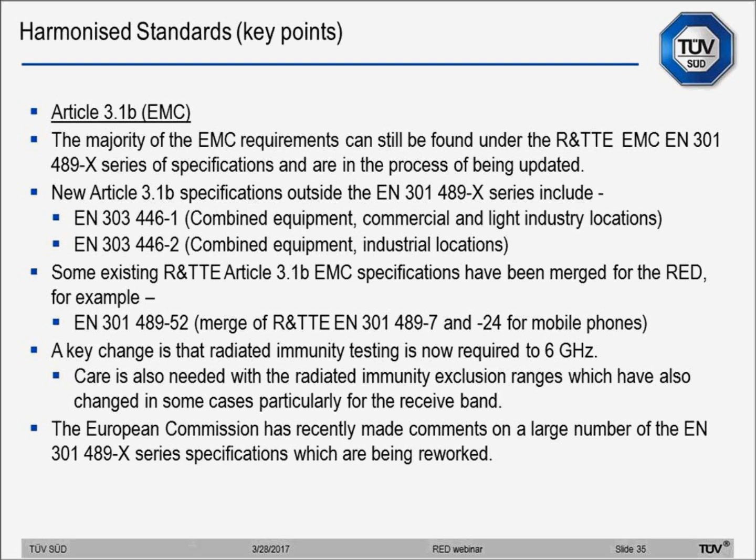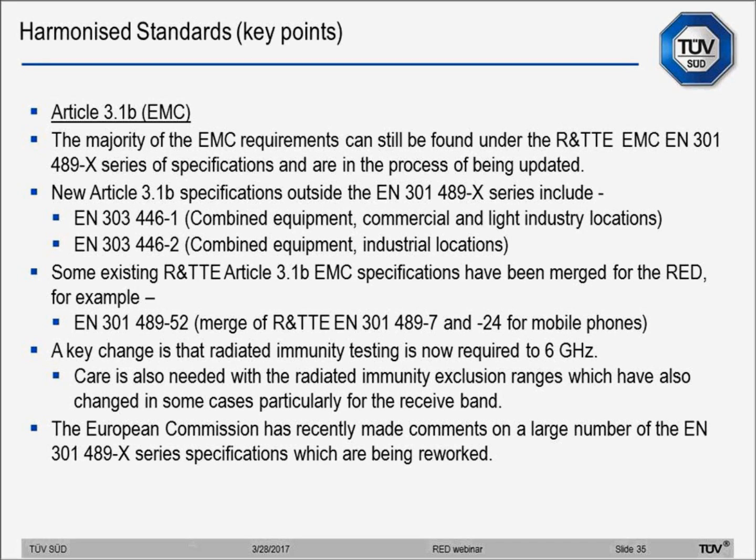The majority of the EMC requirements can still be found under the R&TTE EN 301 489 -1, -2, -3, -4 series of specifications, and they're in the process of being updated. However, there are Article 3.1b specifications outside of this EN 301 489 range as well, as an example, EN 303 446-1, which is for combined equipment for commercial and light industry locations, and EN 303 446-2 for combined equipment in industrial locations.